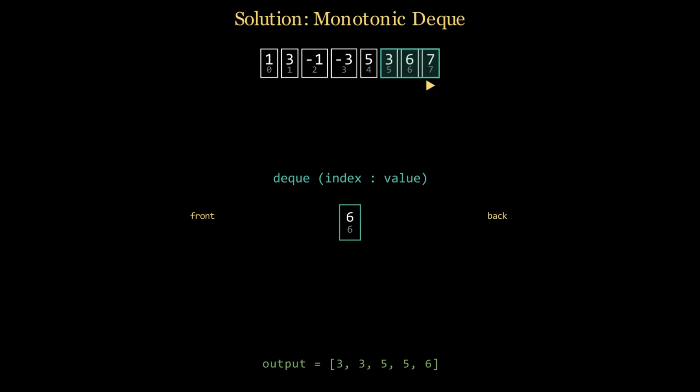Eighth element, value 7 at index 7. Value 7 is greater than 6, so we pop 6 from the back, it can never be the max now. Then we push 7 to the back. Window max is 7, we add it to output. Done. The maximum in each window of size 3 is 3, 3, 5, 5, 6, 7.